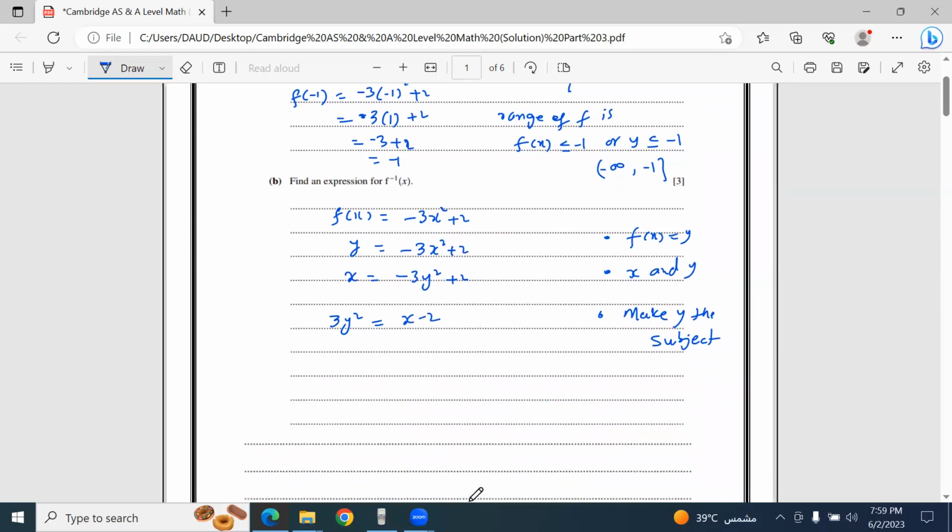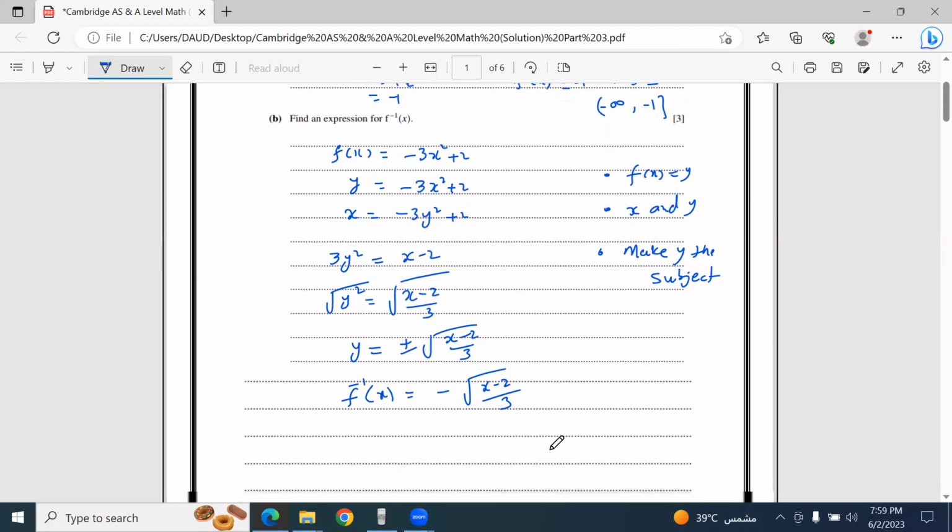And the next step is y squared is equal to x minus 2 over 3. By taking the square root on both sides, y is equal to plus or minus the square root of x minus 2 over 3, and this represents f inverse. I will take the negative value because our function is decreasing, like x less than or equal to minus 1. So f inverse of x is minus the square root of x minus 2 over 3. That is our required answer.